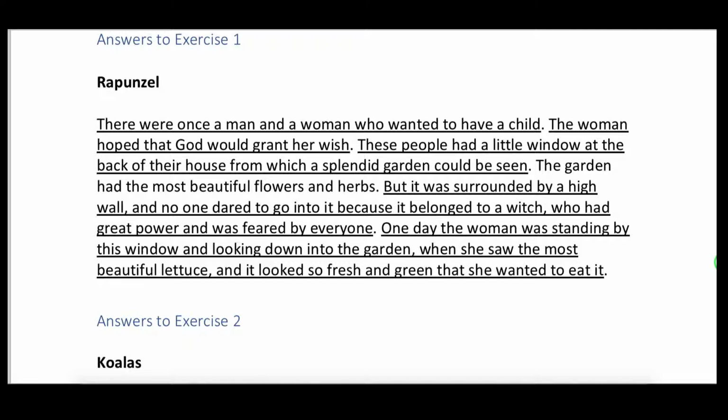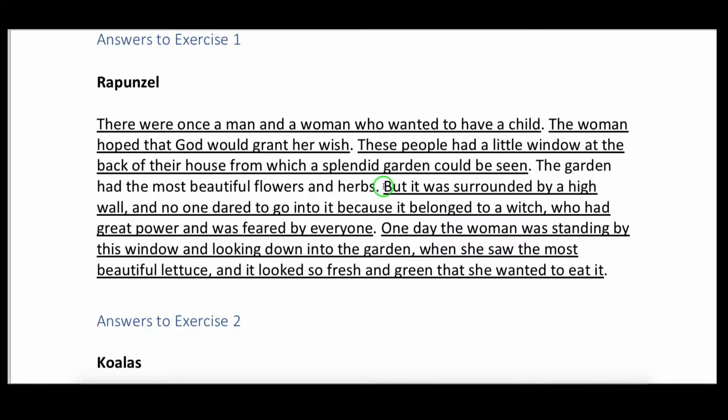The second sentence is also a complex sentence. The first clause is the woman hoped. That's the independent clause. The second clause is that God would grant her wish, and that's the dependent clause. The next sentence is also a complex sentence, and the one after that is a simple sentence. That's why it's not underlined.